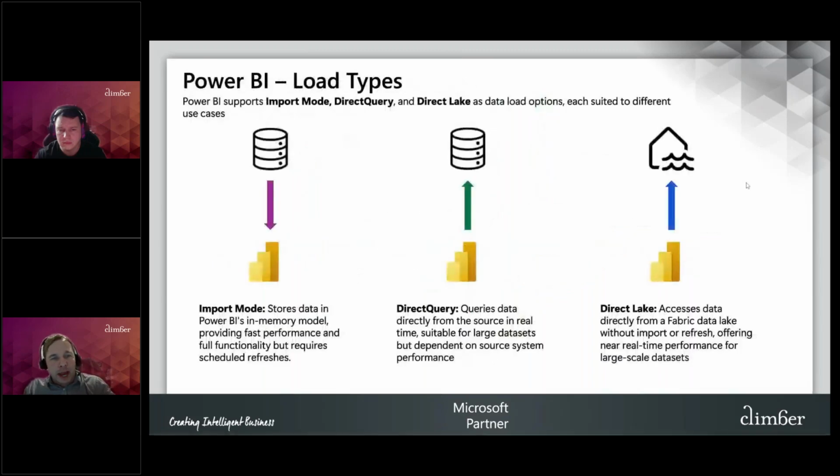With Fabric, we get an extra load type in Power BI. Power BI used to support two modes, import mode and direct query. Import mode would pull the data from wherever the source system was, save the data inside the PBIX file itself, and then you would publish that up. So it would keep the data in memory inside the Power BI model itself.